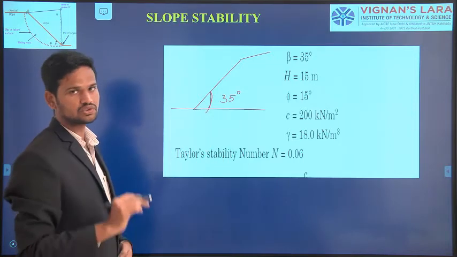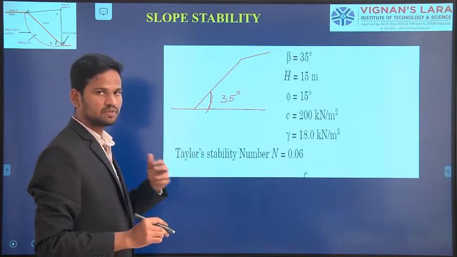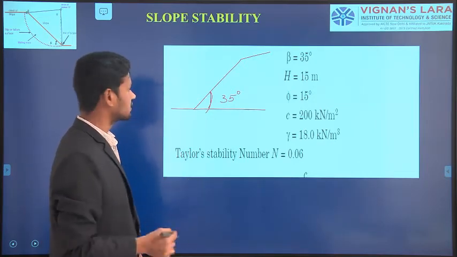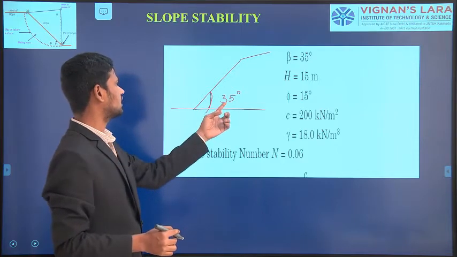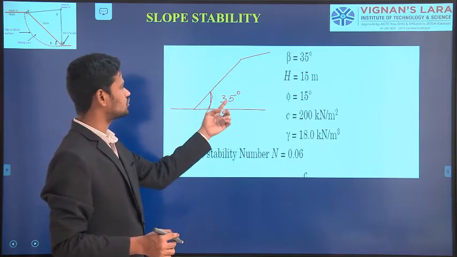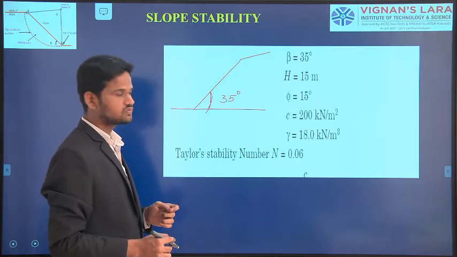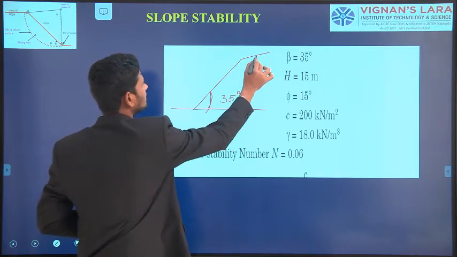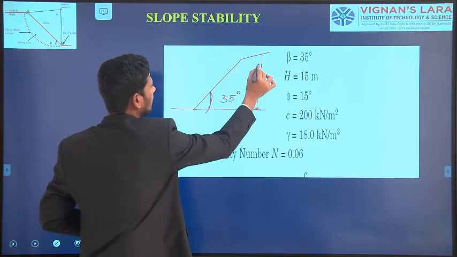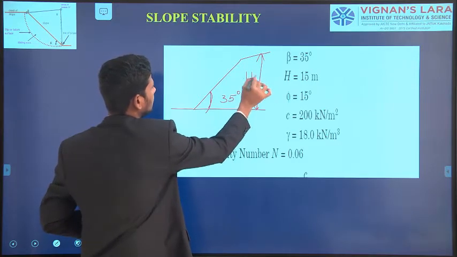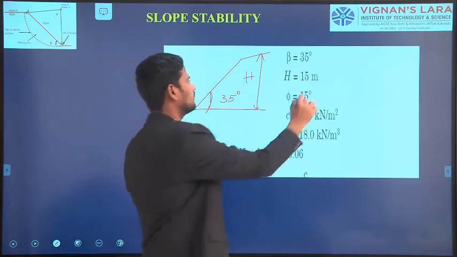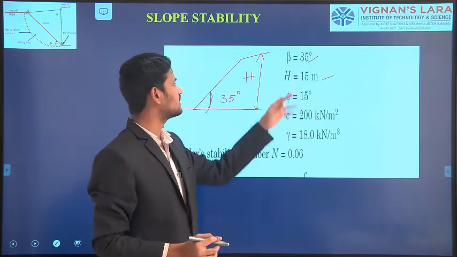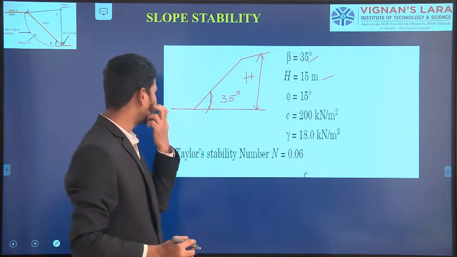It is better practice to write the diagram in our examination to give better results. If you see here, the slope is making an angle of inclination of 35 degrees with respect to the horizontal ground surface. This is the height of the embankment given in the problem. The height of the embankment is 15 meter. The angle of inclination of the ground surface is beta equal to 35 degrees.